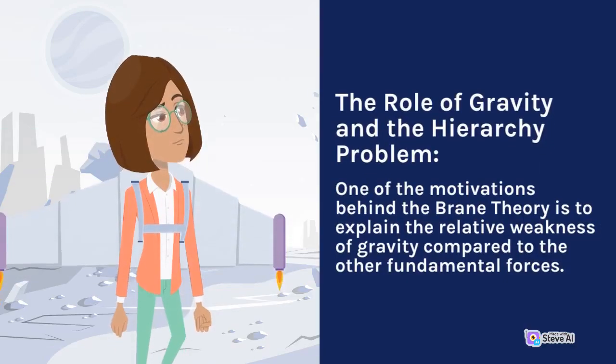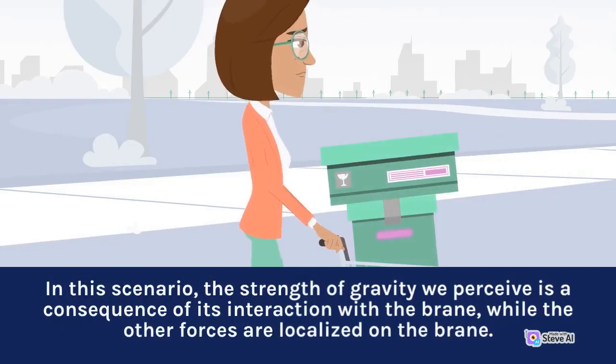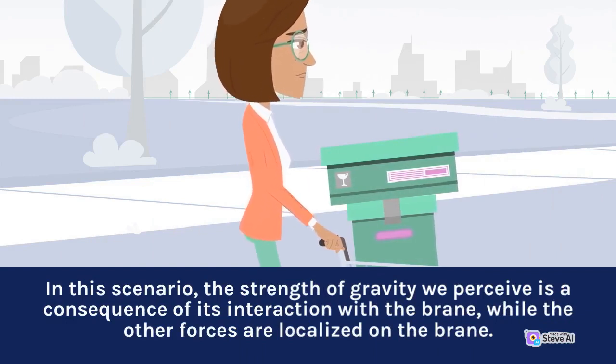The role of gravity and the hierarchy problem. One of the motivations behind the brane theory is to explain the relative weakness of gravity compared to the other fundamental forces. This disparity, known as the hierarchy problem, suggests that gravity may be diluted or spread out over the extra dimensions. In this scenario, the strength of gravity we perceive is a consequence of its interaction with the brane, while the other forces are localized on the brane.